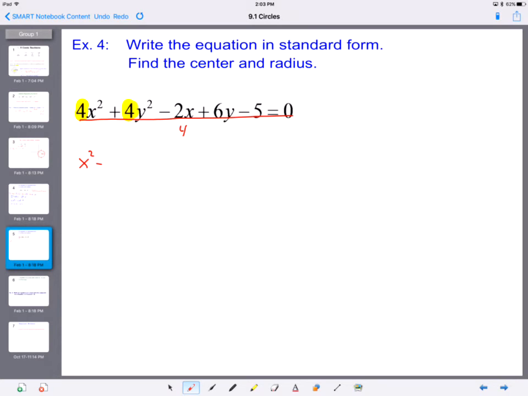So we got x squared minus 1 half x plus blank. There's our first trinomial. And then we have plus y squared, 6 divided by 4 would be 3 halves, plus blank, there's our second trinomial, and then the negative 5 has to be added to the other side, but it is being divided by 4, so that's equal to 5 fourths plus blank, and then plus our second blank. So it's still the same, but you can tell there's fractions involved here, but we can't ignore the fact that there's fractions and decimals and things in the problem. So we're going to complete the square.